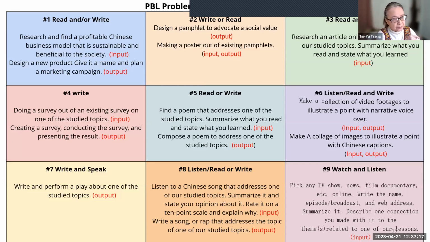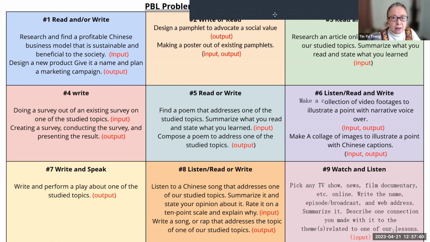I had to be very careful with that because students can randomly choose any combination and it has to fit the task requirement. So now let's take a very brief look at each box. Number 1, research and find a profitable Chinese business model that is sustainable and beneficial to society. Number 2, design a pamphlet to advocate a social value.